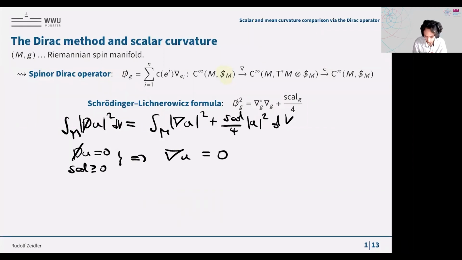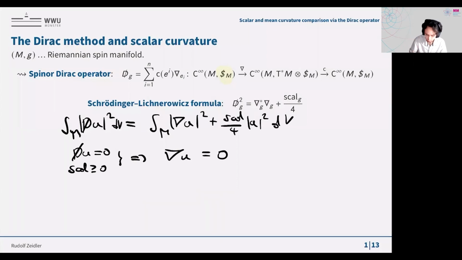And this in particular means that the scalar curvature actually must be constant, equal to 0, because if it was positive somewhere, then, if the section is non-trivial, because it's parallel, it must be non-trivial everywhere. And then you can see from this formula that the scalar curvature cannot be positive at some point, if you assume that the section was non-trivial.